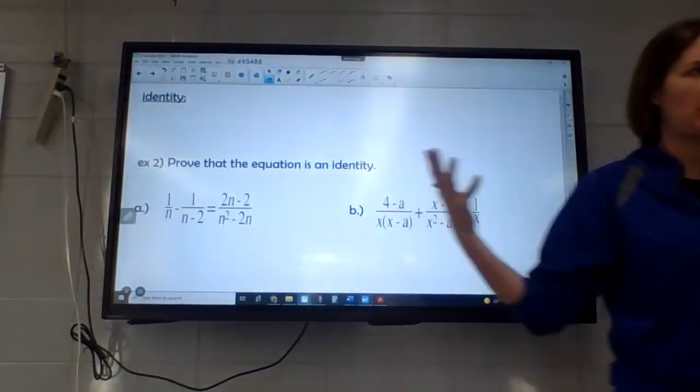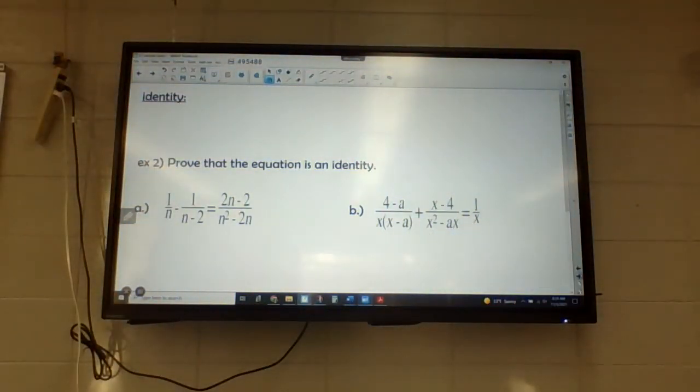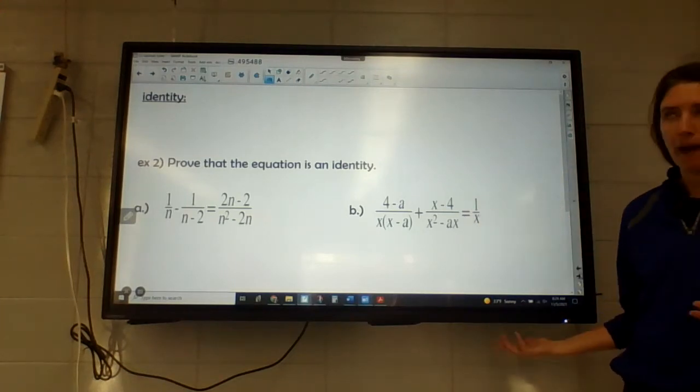At first I read this and I didn't even know what they're asking here. It's basically just saying, is this equation true? You're just trying to show that it works. It's like you're trying to get the two sides to match.